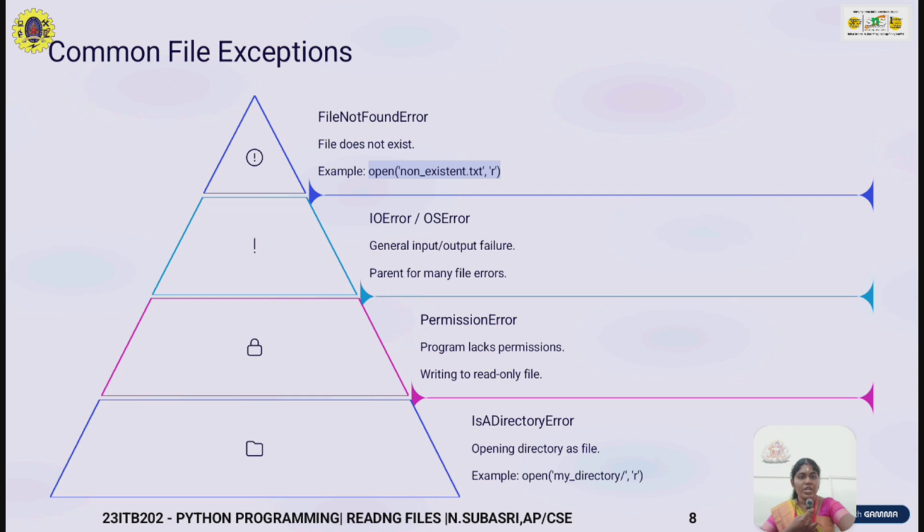So the common file exceptions are FileNotFoundError, if the particular file does not exist or if you have made a mistake in giving the file name. Then IOError or OSError, which is thrown generally on input output failure or a failure of the parent files. And PermissionError, if the program lacks access or the file is in read only mode. And IsADirectoryError. Even though there are many errors, only a few simple ones are given here.